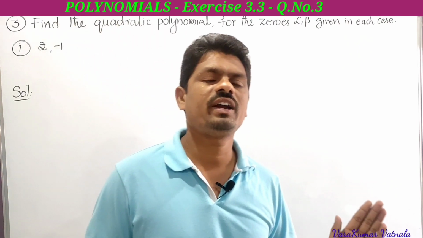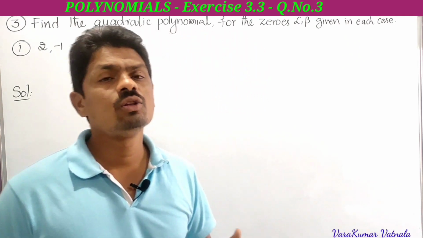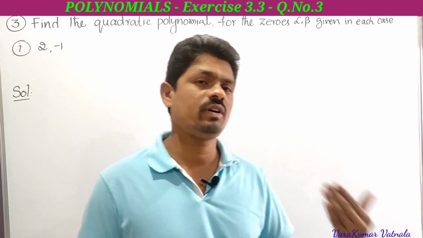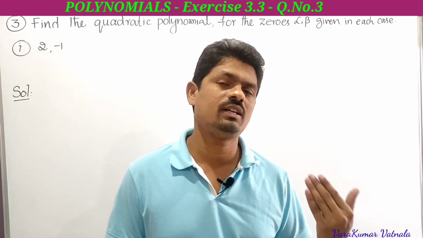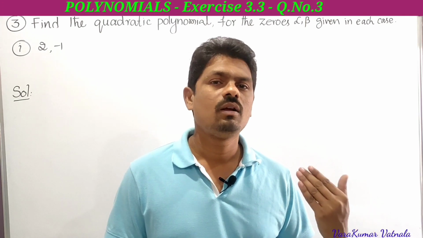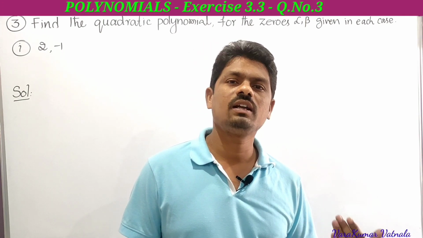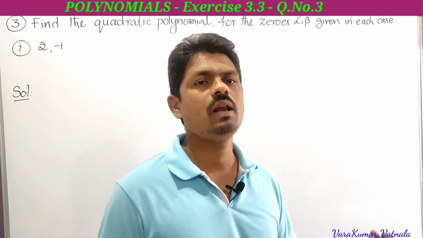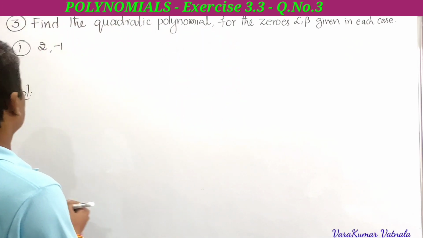He is asking us to find the quadratic polynomial. In the second problem he had given alpha plus beta and alpha into beta values, and asked us to find the quadratic polynomial. But here he has given directly the alpha and beta values, and asked us to find the quadratic polynomial. So see here how we can find it.